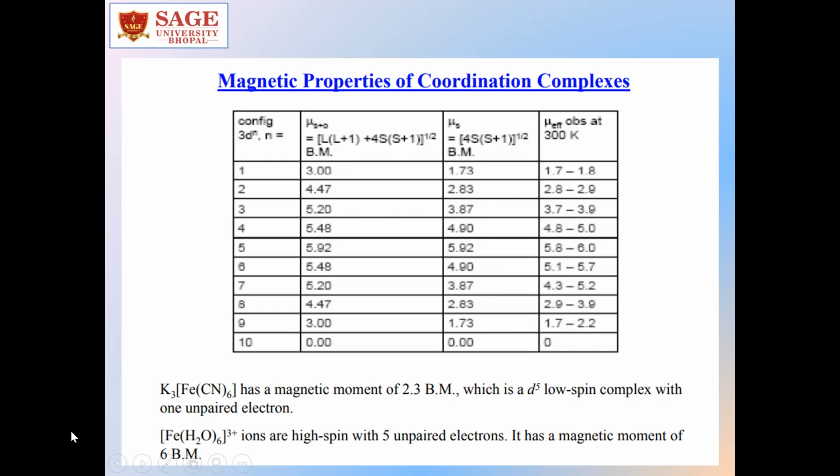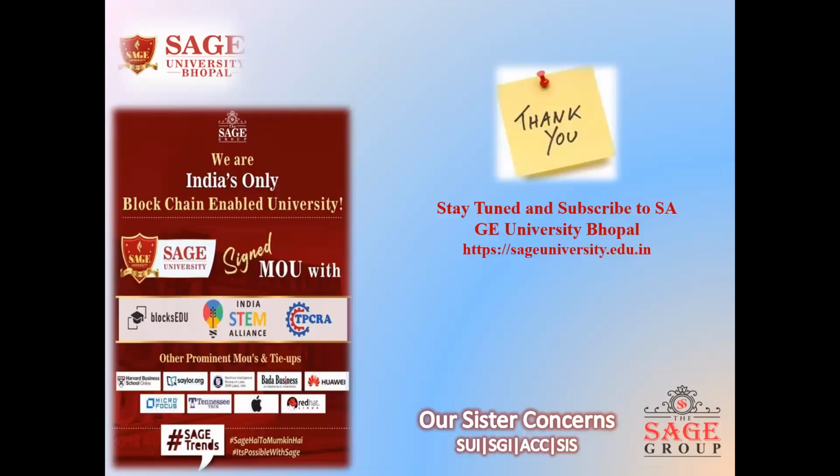So here we can say K3[Fe(CN)6], that is potassium ferricyanide, has a magnetic moment of 2.3 Bohr magneton, which is a D5 low spin complex with 1 unpaired electron. [Fe(H2O)6]3+ has a magnetic moment of 6 Bohr magneton. So there are some deviations also, where we can say that there are contributions from some other things which are not considered in this discussion. Okay, so thank you.